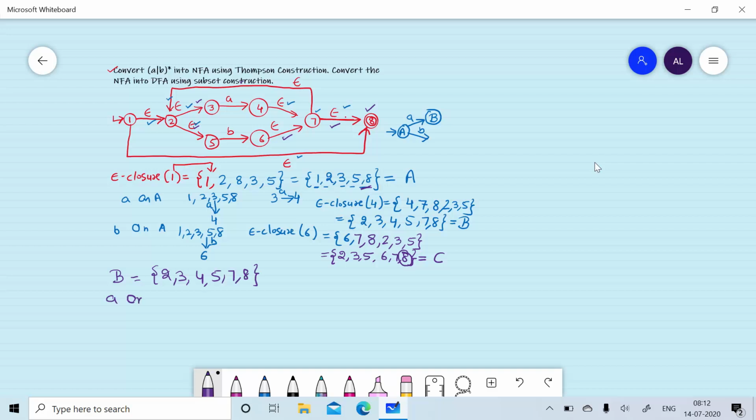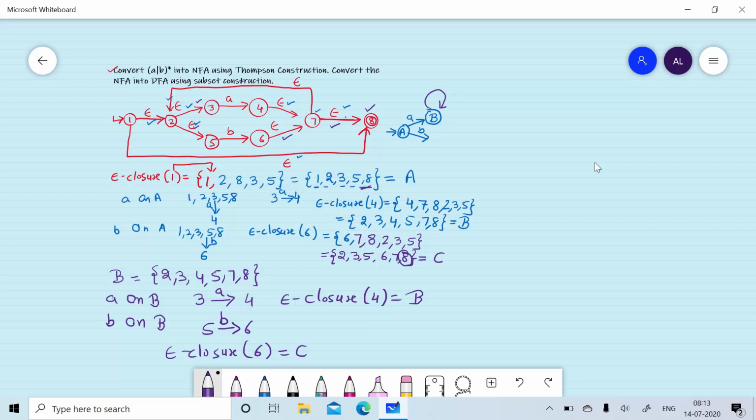A on B. We are reading A on 3 and moving to 4. So sigma closure of 4, that is B. B on B. We are reading B on 5 and moving to 6. So sigma closure of 6 is C. So on reading of A, on B there is a self loop. On reading of B, on B, we are moving from B to C.